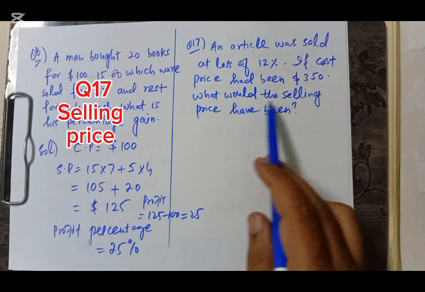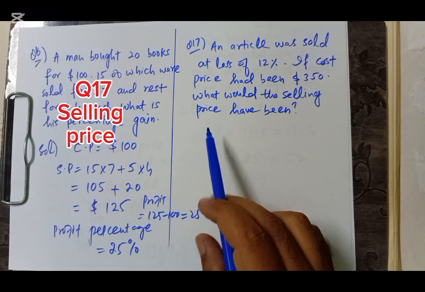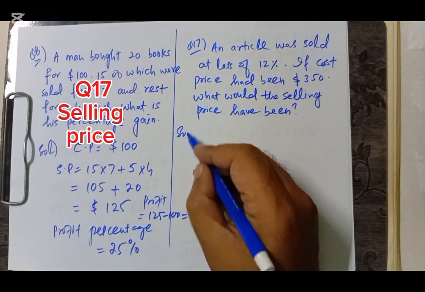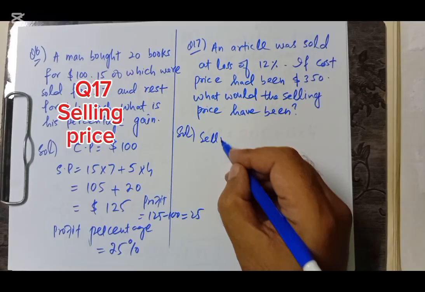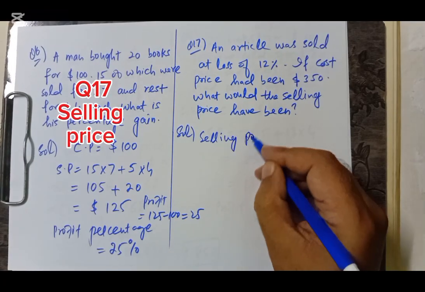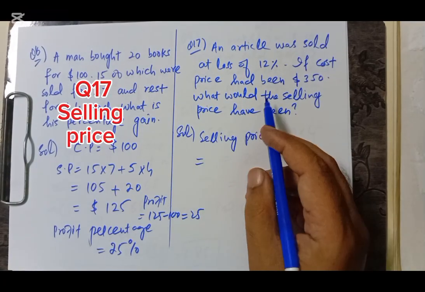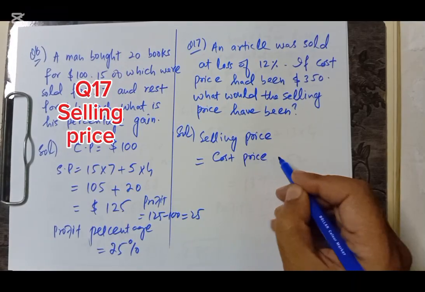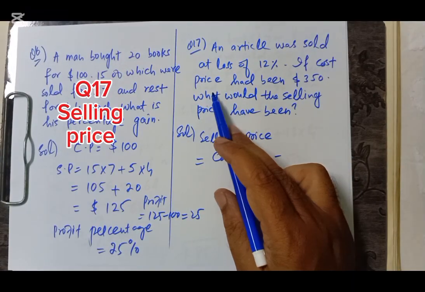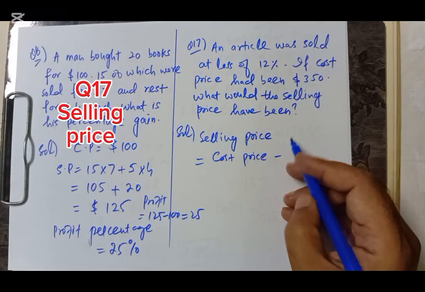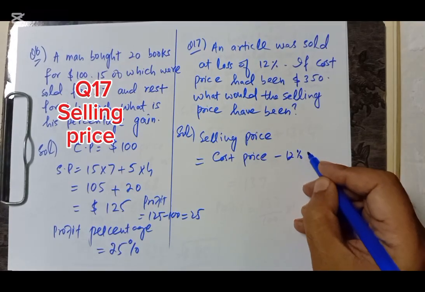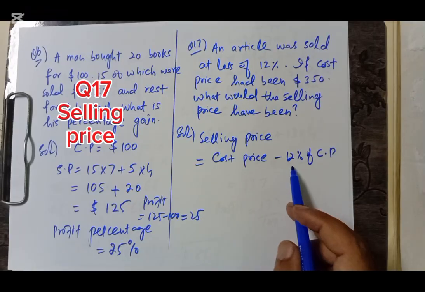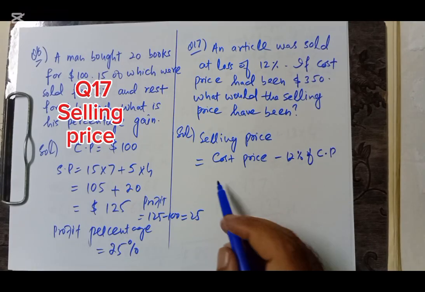Question number 17 says an article was sold at a loss of 12%. If the cost price had been $350, what would the selling price have been? So from the given data, selling price should be cost price minus 12% of cost price. That is because there is a loss of 12%.